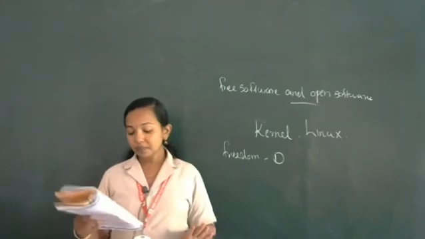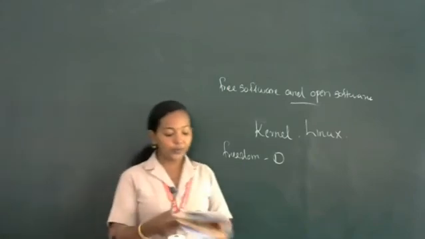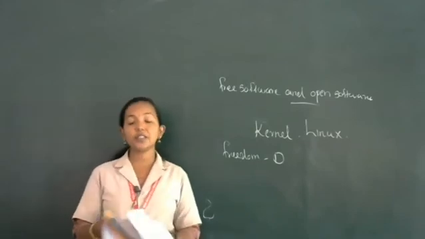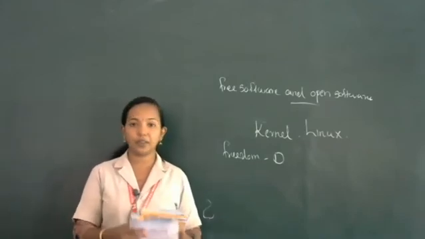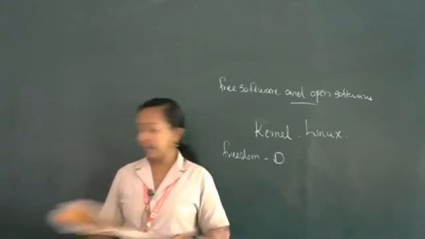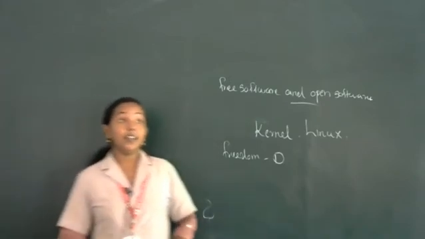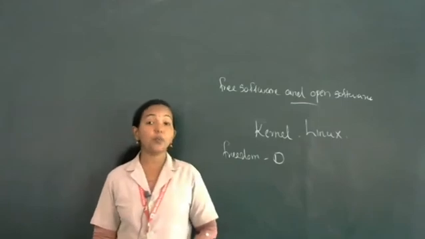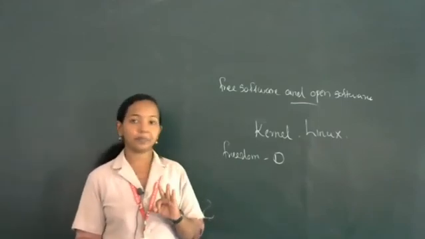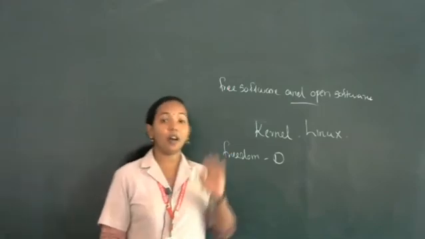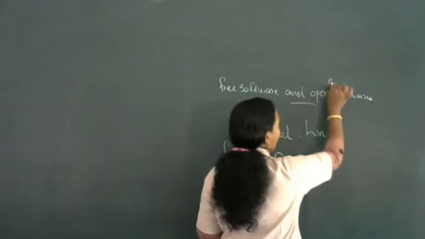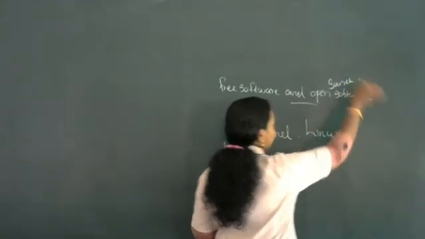Then freedom 2 is the freedom to distribute copies of the software. We can easily distribute copies to different users. The last freedom is the ability to modify the system and improve performance. That is freedom number 3. So these four freedoms are available for open source software.